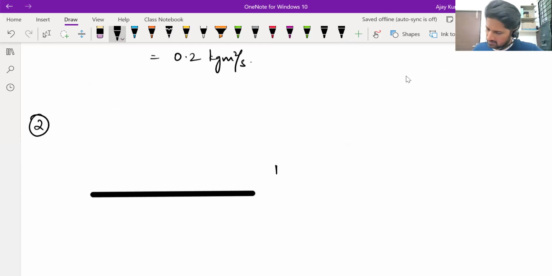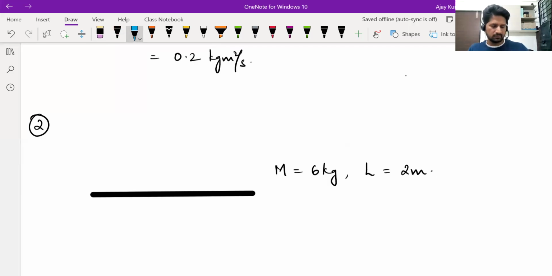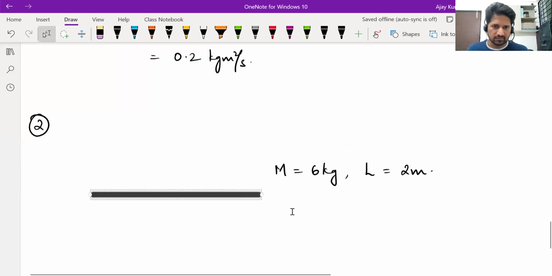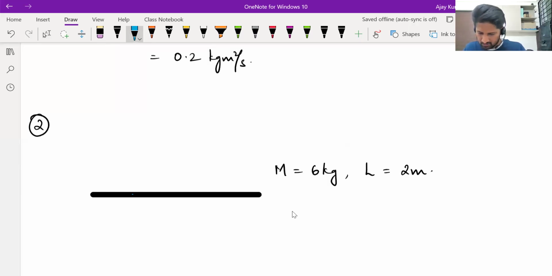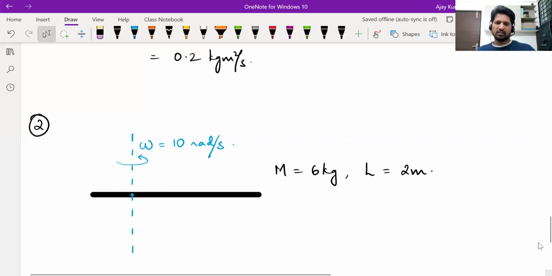Solve this carefully. A rod of mass, let's say 6 kg, and length assume is 2 meters, is spinning, okay, or is rotating about an axis which is not exactly passing through the center, not exactly at one end also. The axis is like this. Fine. And it's rotating with an angular velocity, let's say 10 radians per second. Okay. Derive its angular momentum about that axis.